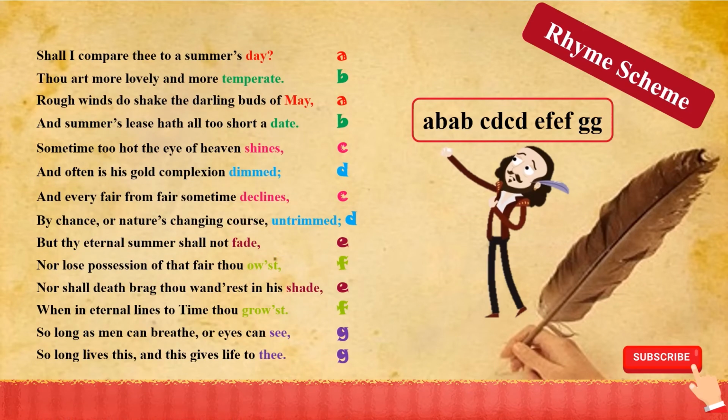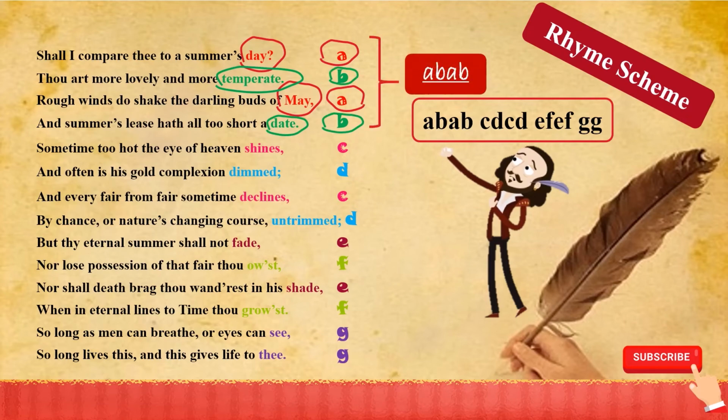Now look at the very first quatrain and the very first line. Shall I compare thee to a summer's day? Day is rhyming with May in the first quatrain. So they will be entitled as A. Then we have temperate and date, rhyming the same, B and B. These will be entitled collectively as ABAB.